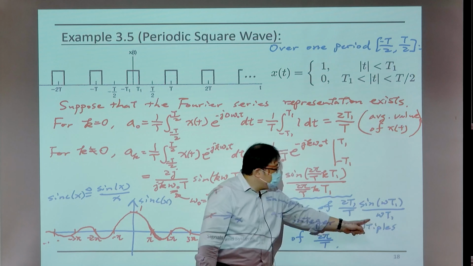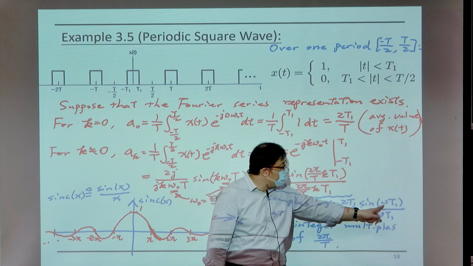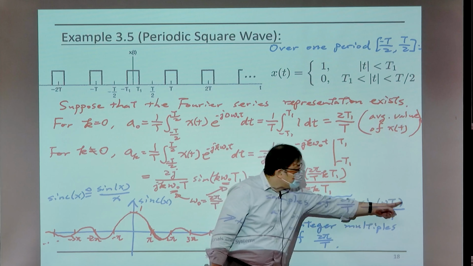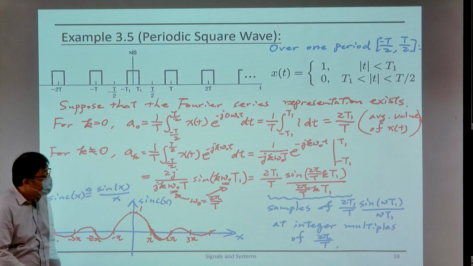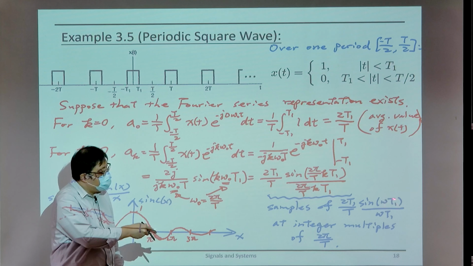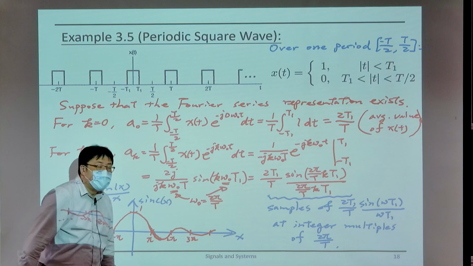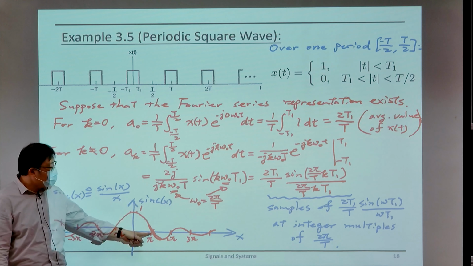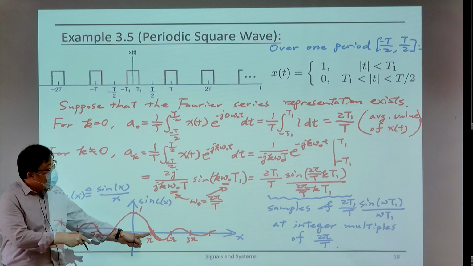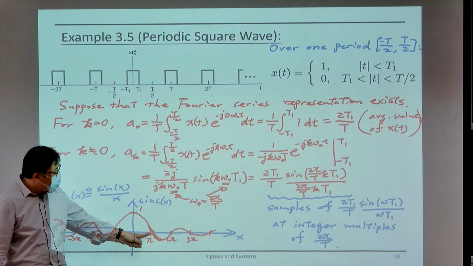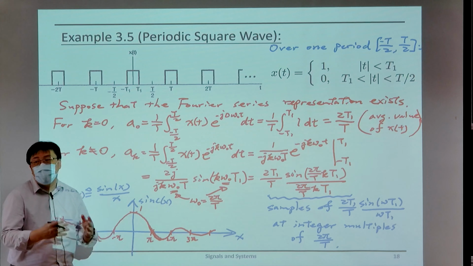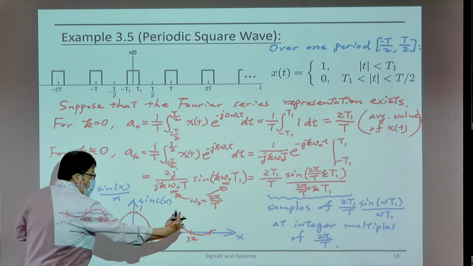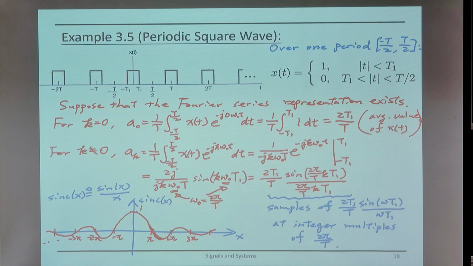Now, if you view the variable as omega, this is the sinc function scaled by T1. Originally, if you have zero crossing points at pi, then this sinc function has zero crossing points at pi over T1. Assuming T1 is greater than 0, this is like compressing the sinc function.